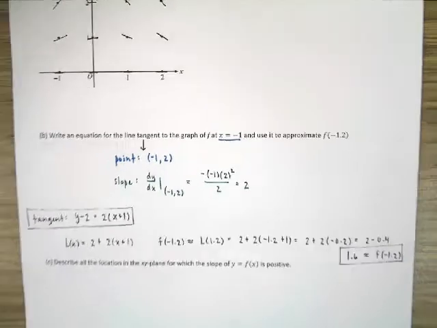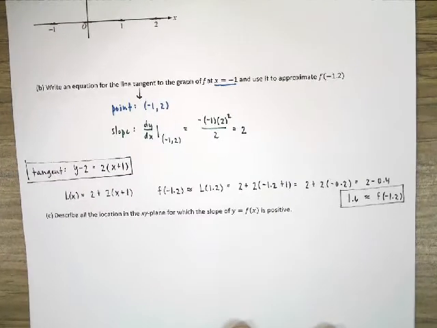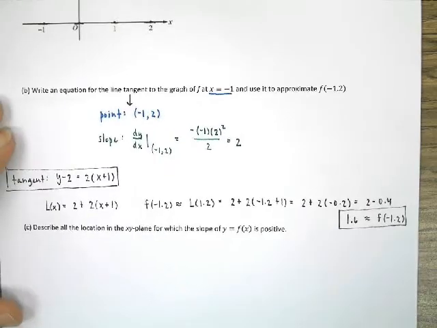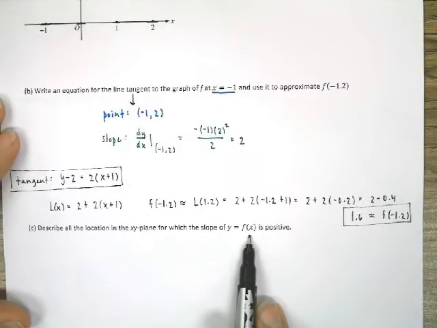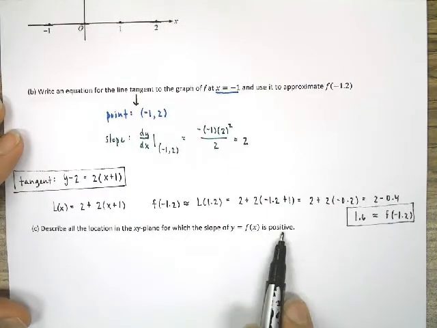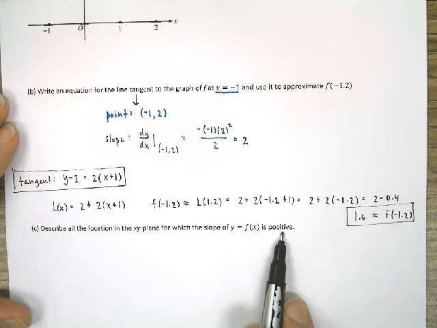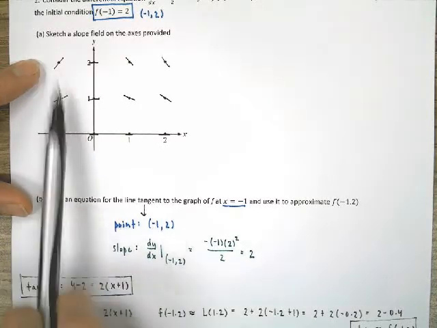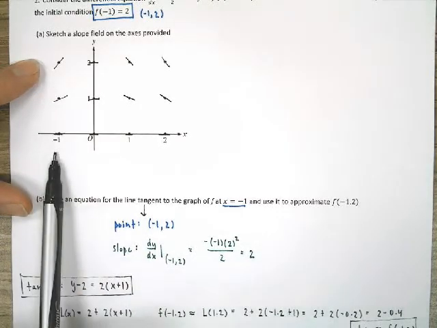All right, for part C, it asks me to describe all locations in the xy plane for which the slope of y equals f of x, so again, for which the slope of my original is positive. So I'm going to look at this two ways. The first thing I always like to do is go back to my slope field. And I notice that the slope is only positive when x is less than 0.